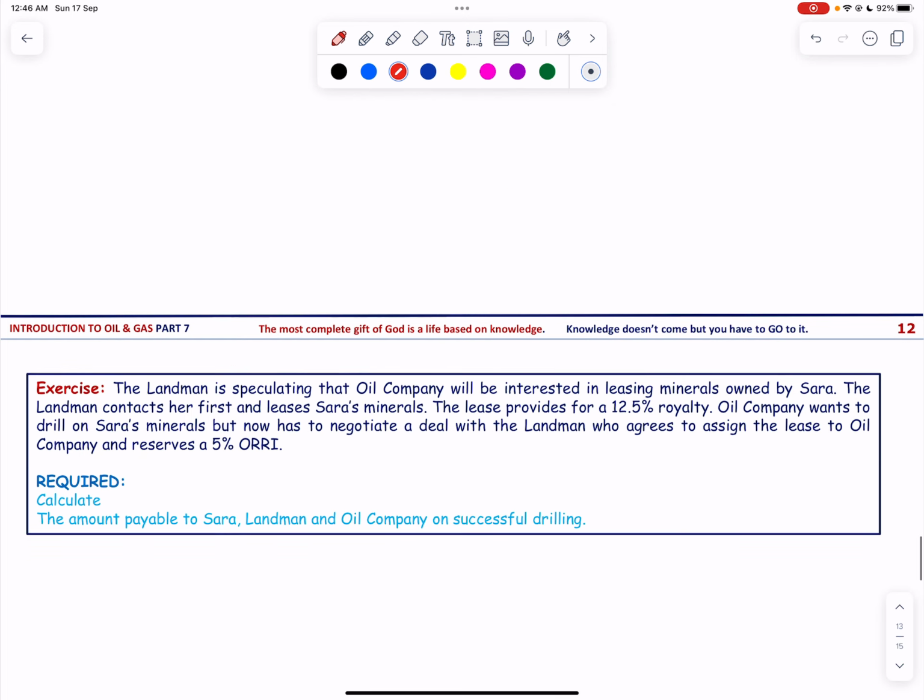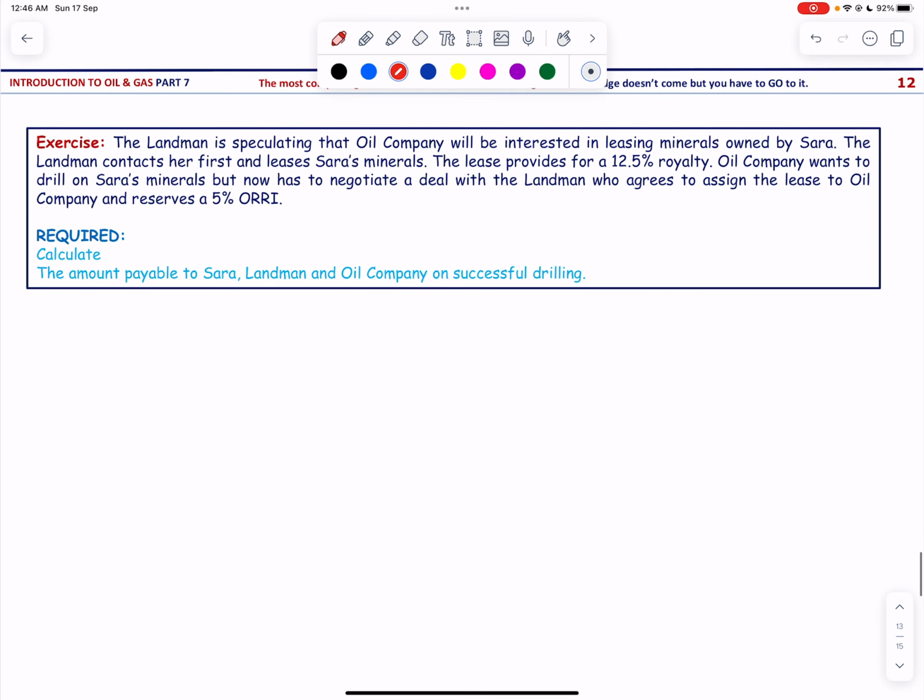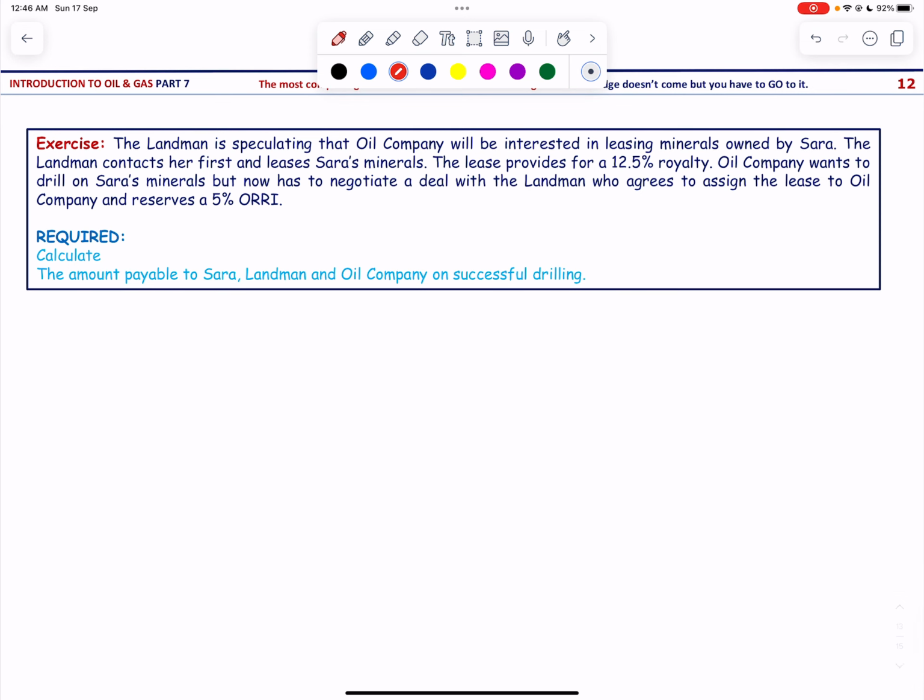Okay, let us look into one more exercise. The landman is speculating that an oil company will be interested in leasing minerals owned by Sarah. The landman contacts her first and leases Sarah's minerals. The lease provides for a 12.5% royalty. The oil company wants to drill on Sarah's mineral, but now has to negotiate a deal with the landman, who agrees to assign the lease to the oil company and reserve 5% overriding royalty interest. So the amount payable to Sarah, landman, and oil company on successful drilling will be as follows.